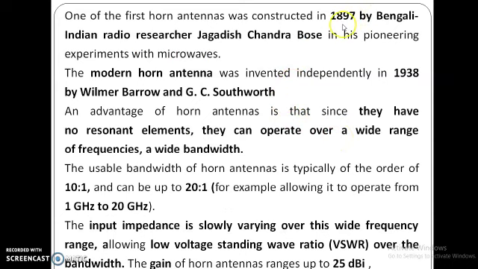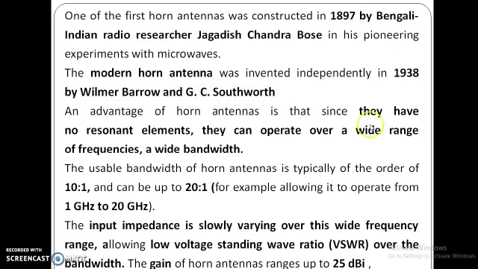This horn antenna was at the beginning invented by the Indian researcher Jagdish Chandra Bose in 1897. It was pioneering experiments with microwaves. But the first modern horn antenna was developed in 1938 by Wilmer Barrow and G.C. Southworth.